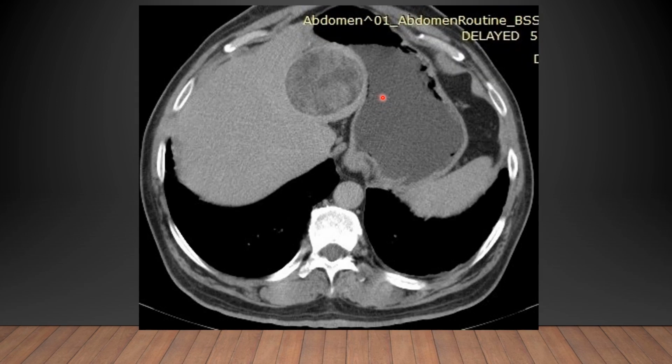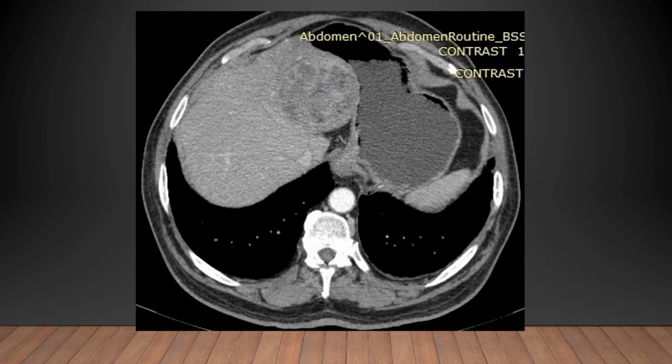This is another non-enhanced image. What we can see is that almost similar findings are there which we saw in the previous slide. This is the contrast enhanced image. What we can see, there is heterogeneous enhancement within the lesion and rest of the findings are unremarkable.